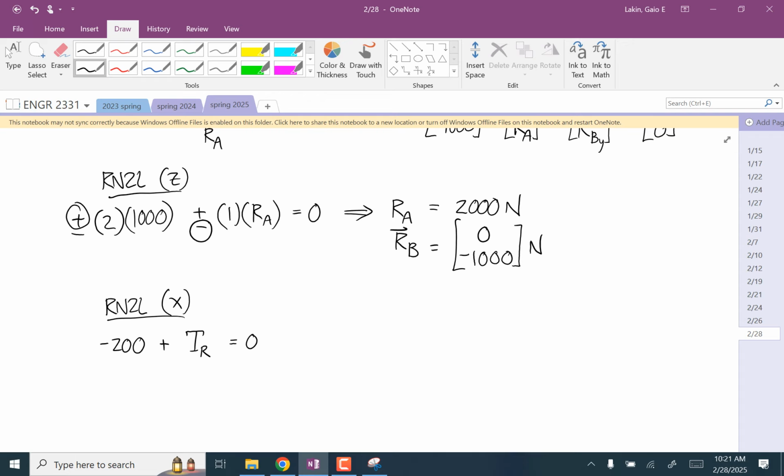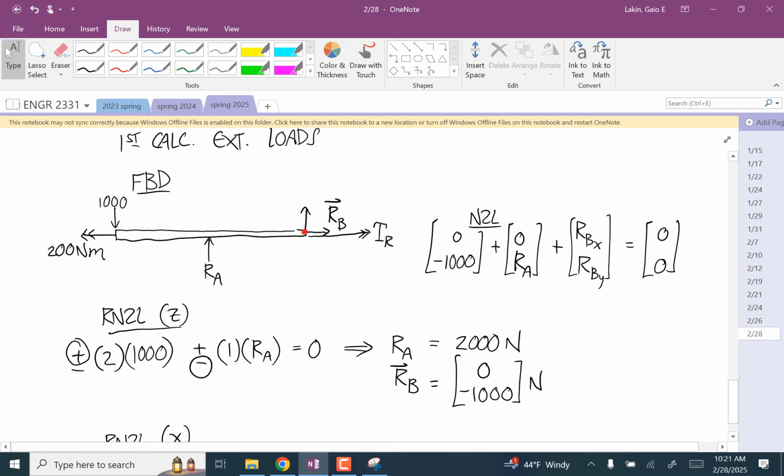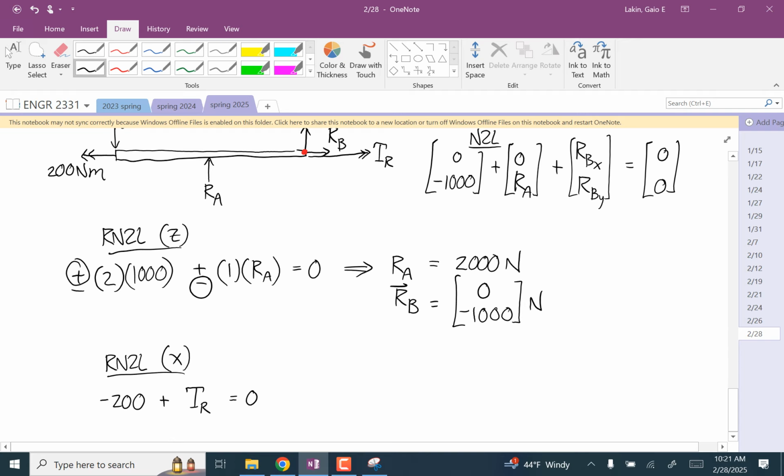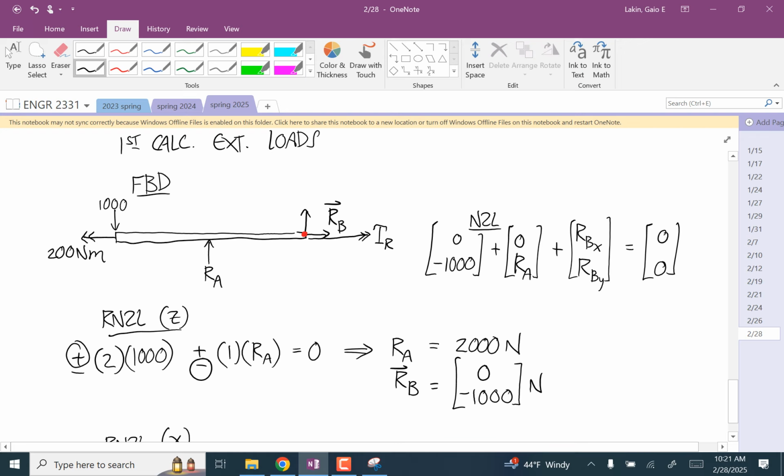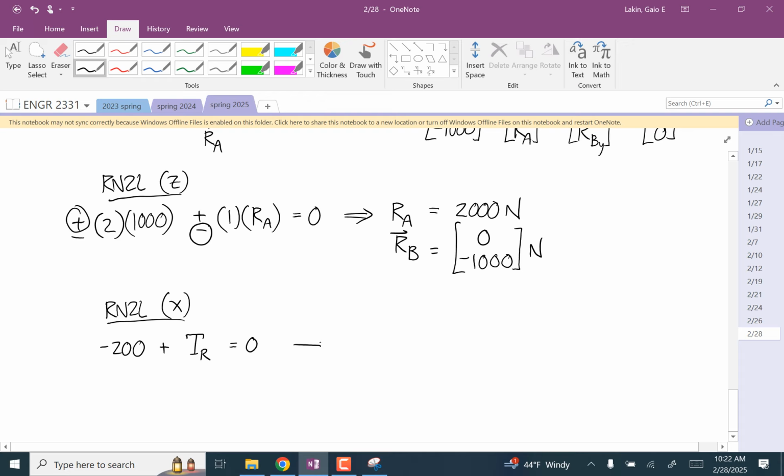So since you've been off, you know, playing in the sun on your yacht, the one thing that we are doing differently now is we're including couples about the x-axis in these internal load calculations. It really doesn't change much. It just means that you have to always sum your moments about x in addition to what we're used to doing about z. Okay, so this tells us that TR is equal to positive 200 Newton meters. And now we have our external loads.